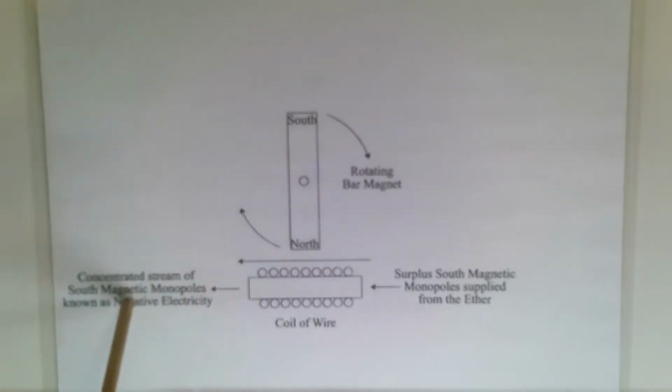Now, once we have these concentrated streams, the south magnetic monopole is being pulled in this direction because of this one. So a stream of south magnetic monopoles, we'll see that as negative electricity. And of course, your north monopoles would be positive electricity. When you recombine these two together, you're going to again recreate a magnetic field.